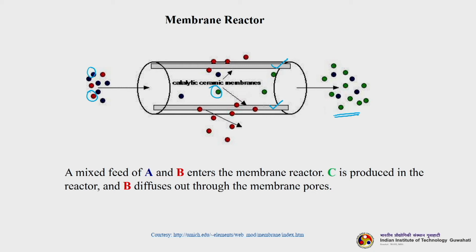So, we are getting the product here, and what these membrane reactors are doing, they are selectively removing the B. This is B, they are selectively removing the B, so that the yield of C will be more. C is produced in the reactor and B is diffusing through the membrane pores. So, B is selectively removed, so that there will be no B present in the product, and the yield of the product which is C will be more.